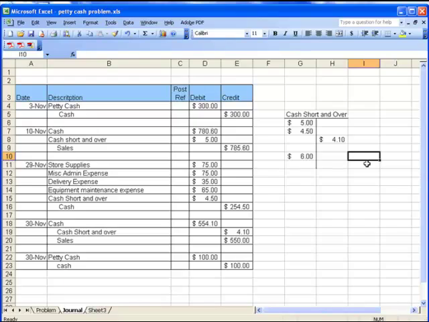Whenever the ending balance for cash short and over is a debit, we treat it as an expense account on our income statement. Had we gone through this entire process and ended up with a cash short and over credit balance, then it would be treated as a revenue on our income statement.